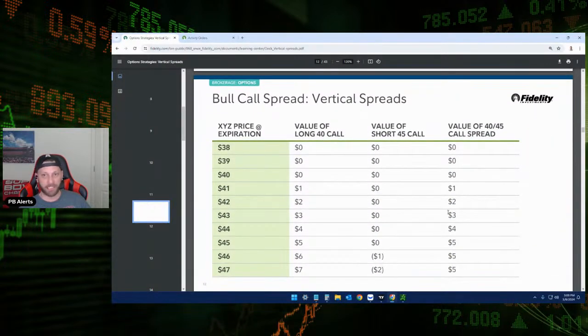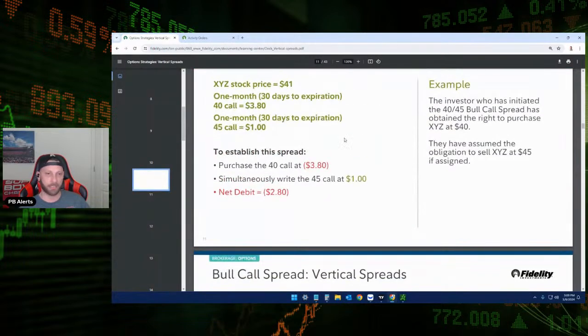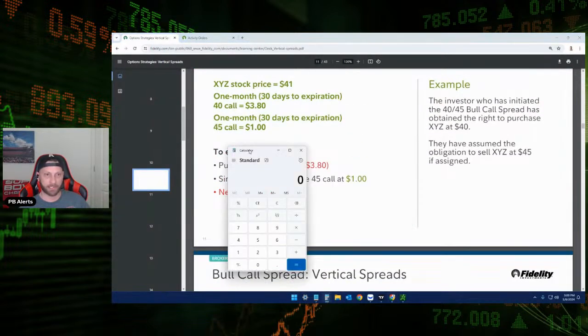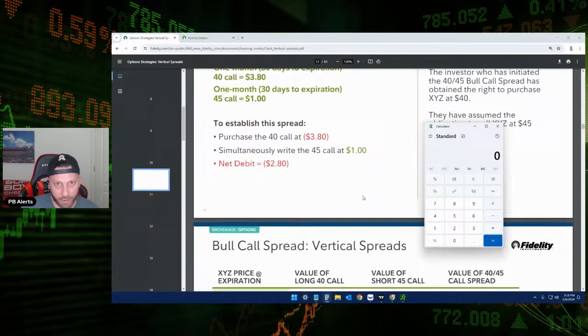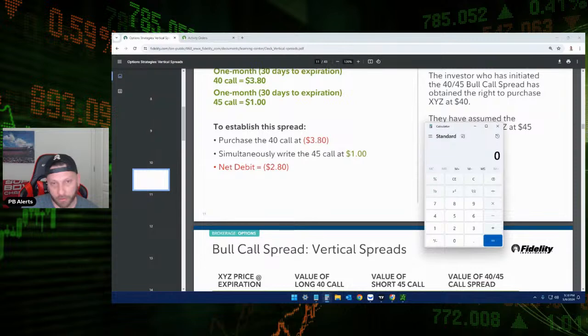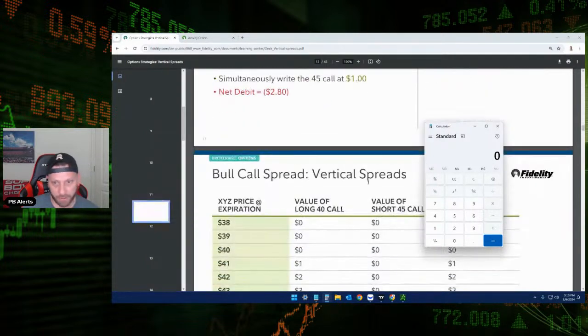So XYZ at expiration. Let me explain something else. The total value of the spread is $500, right? The $40 call was $380. You simultaneously write the $45 call for $1, which means you pay $280 to open the debit.